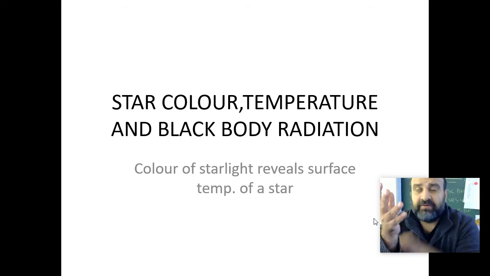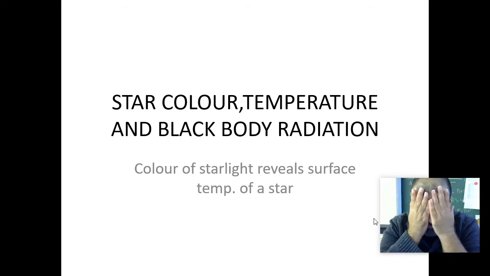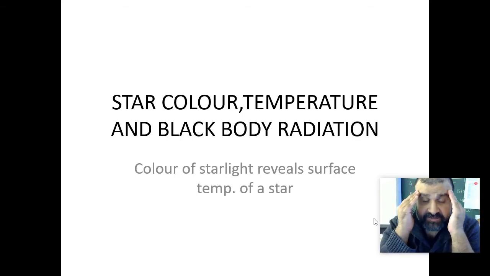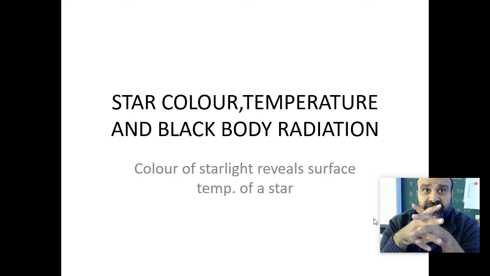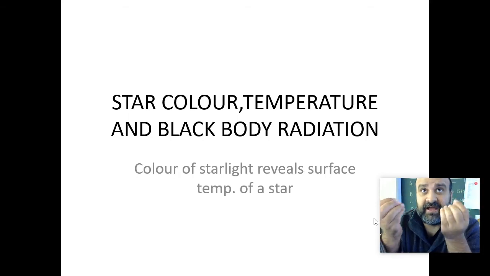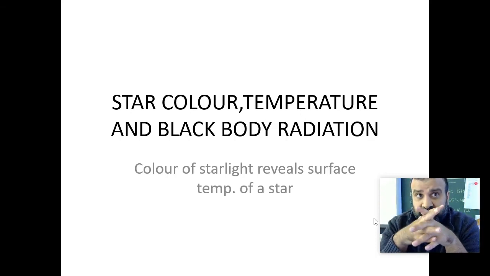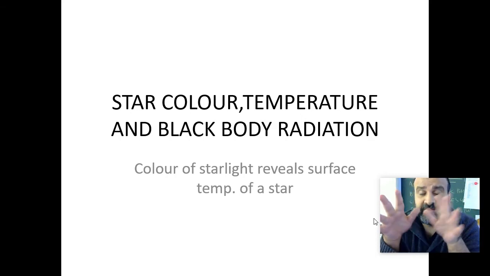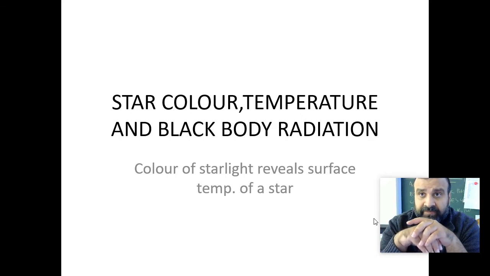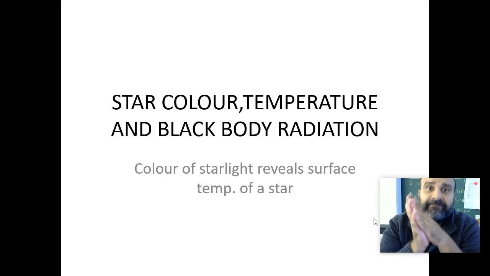So the next thing we want to talk about, let me go back a minute. We talked about spectroscopy yesterday, right? And the spectroscope allows us to identify, based on absorption spectra, what elements are in a star. The absorption spectra can tell us what elements we find in the atmosphere of the star. Next, we're going to talk about what the color of a star reveals to us.